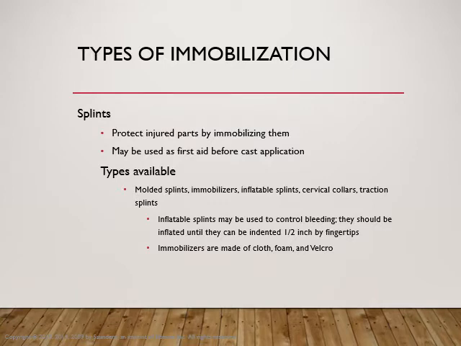Types of immobilization. Splints. They protect injured parts by immobilizing them. May be used as first aid before cast application. Types available: molded splints, immobilizers, inflatable splints, cervical collars, and traction splints. Inflatable splints may be used to control bleeding. They should be inflated until they can be indented 1/2 inch by fingertips. Immobilizers are made of cloth, foam, and Velcro.